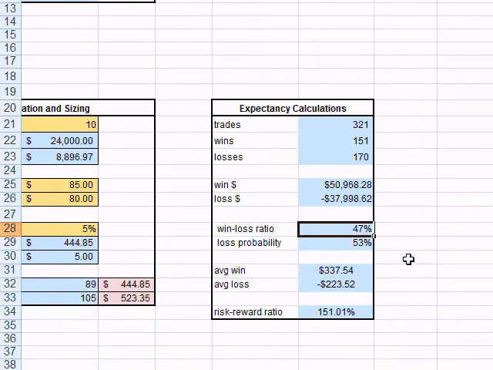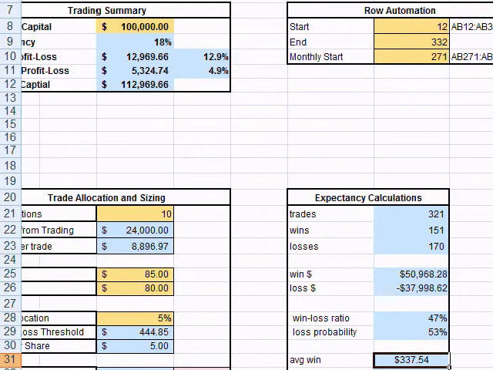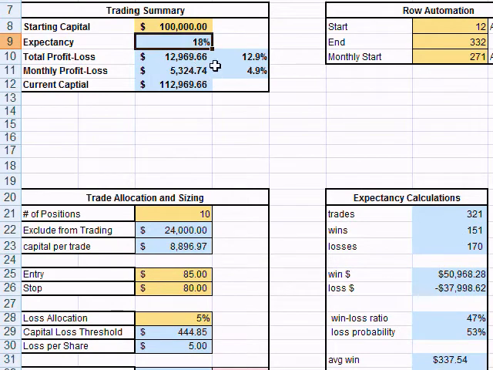My win-loss ratio was under 50%, which means that I had as many wins as I had losses. But you see here, my wins outweighed my losses per trade by over $100. And that put me at, you see it put me at an 18% expectancy, which is so-so. I'd really like that much higher, but my profit and loss from that was about 13%.